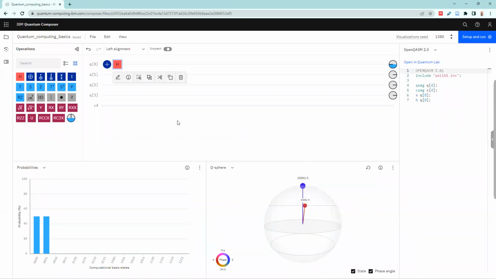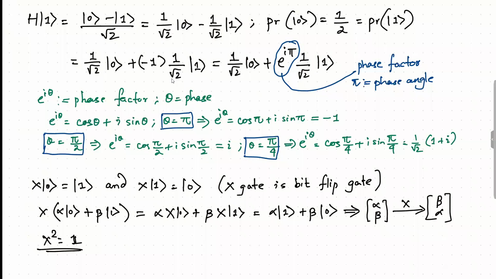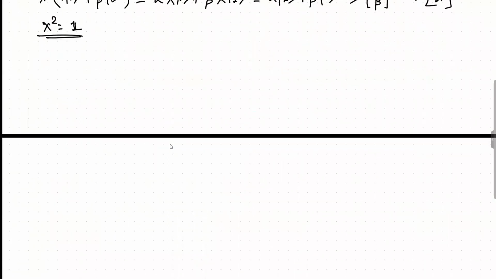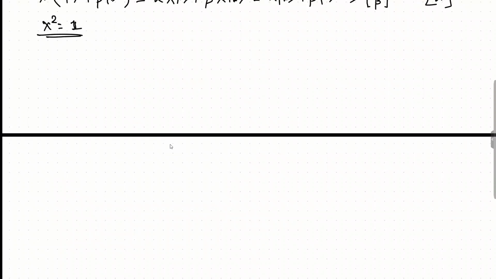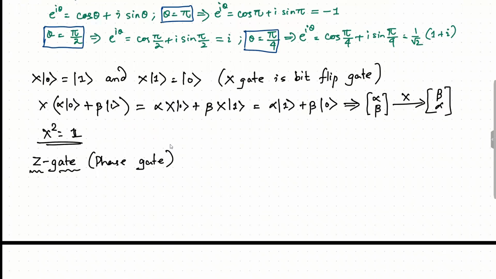Okay. That's good. So we learned about Hadamard gate and X gate. Now let's look at another important gate, Z gate. Next we'll look at Z gate. Some people also prefer calling it phase gate, for the reason we'll see now.